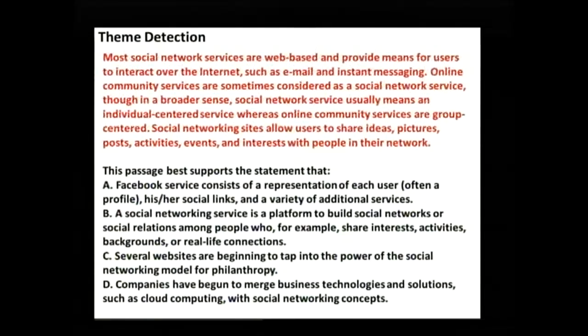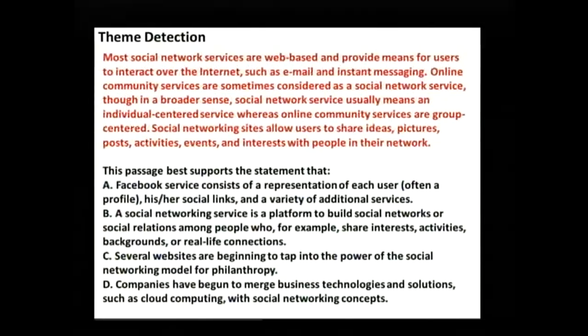I'm going to read this again and explain a little bit. Most social network services are web-based and provide means for users to interact over the internet. Whatever social network service that you see, they are all web-based. Means they need internet in order to interact with people, such as email and instant messaging. Instant messaging is like WhatsApp. WhatsApp is not social networking, it's instant messaging. Without internet, obviously you cannot have a conversation with anyone on WhatsApp, or you cannot even send an email without internet.